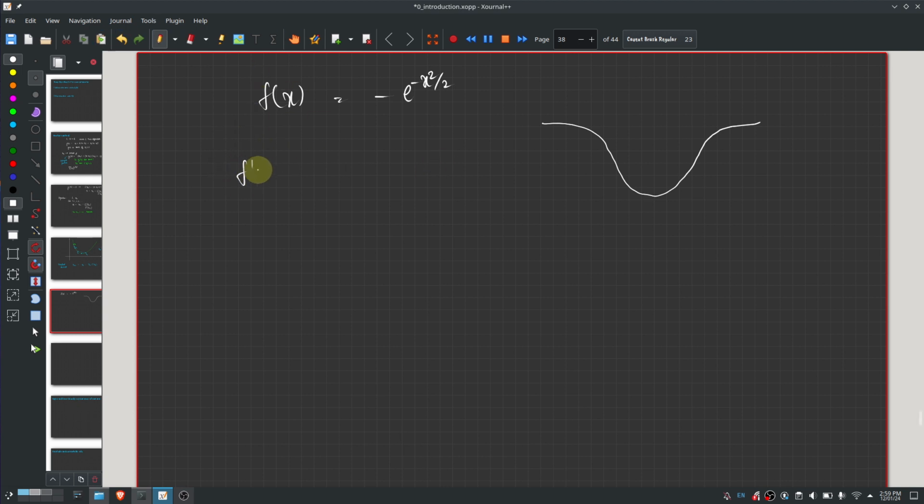So what is the first derivative of f going to be equal to? It's going to be x e to the power minus x square by 2. What about the second derivative? Yep, e to the power minus x square by 2 minus x square e to the power minus x square by 2.